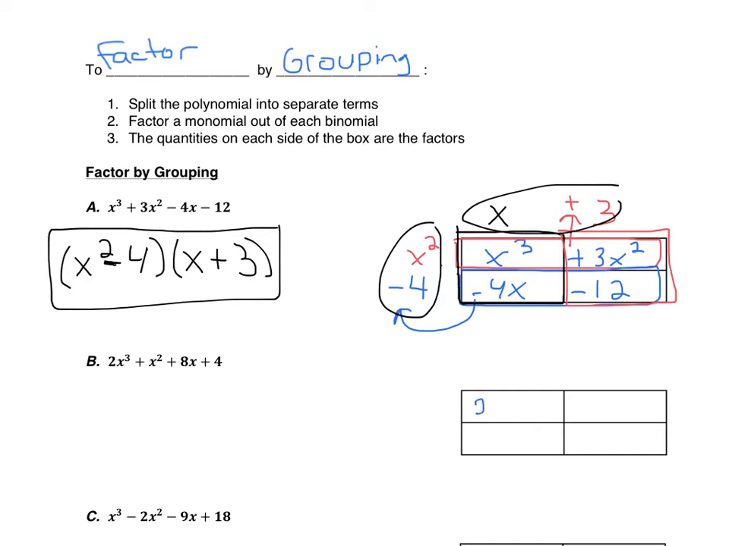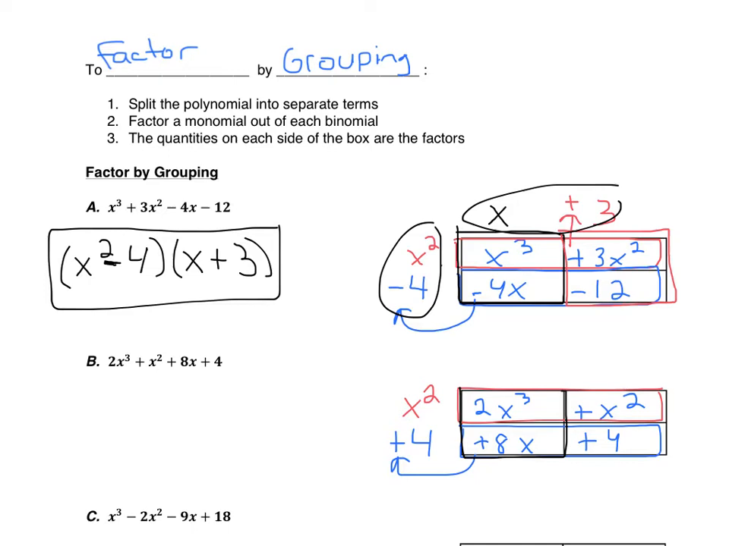We fill in 2x cubed, and we have a positive x squared, and a positive 8x, and a positive 4. So if we're going to look at the first row, what's in common? Well, we have x squared in common. And then we can look at the second row, and we can divide them all by 4, and this makes it a positive 4. And then we can look at this column right here, and we can divide each number by 2, and they both have x in common.